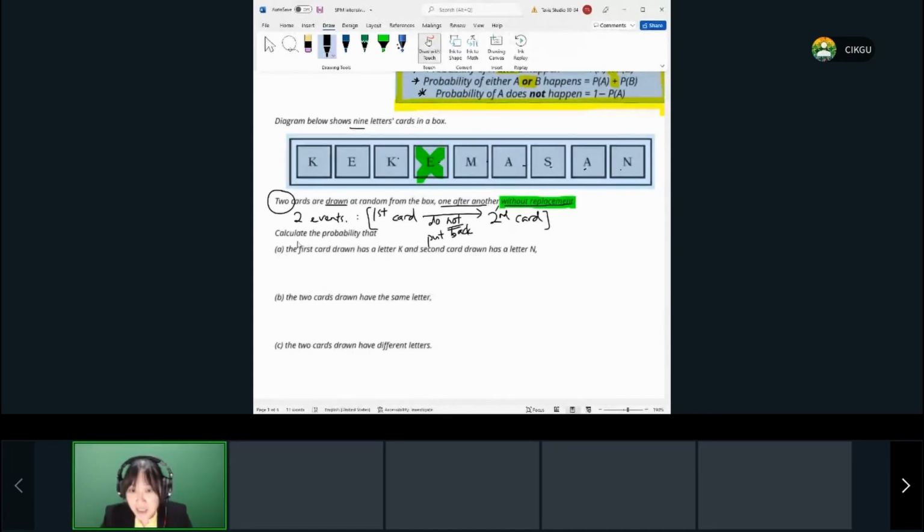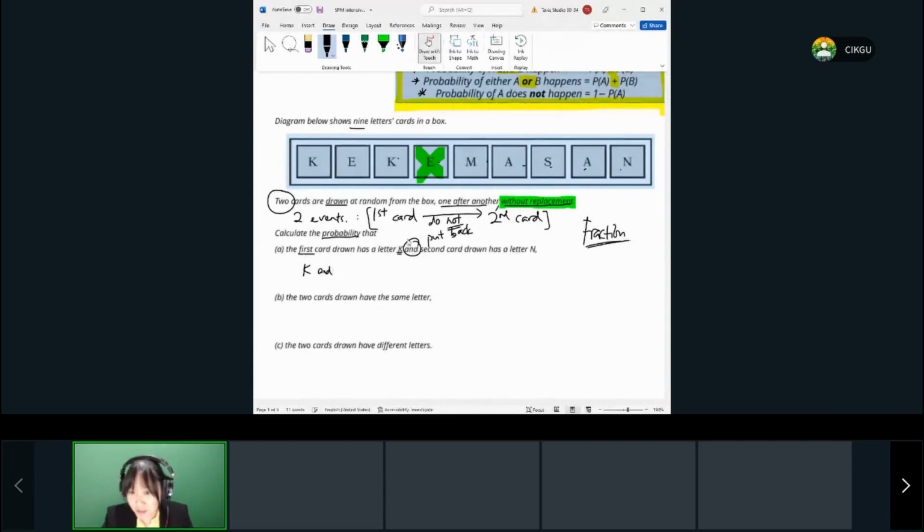Calculate the probability. Keyword: probability. That means I know already my answer must be in terms of a fraction, because the question asks for probability. So calculate the probability that the first card drawn has a letter K. That means the first card I want must be K. The question says so.